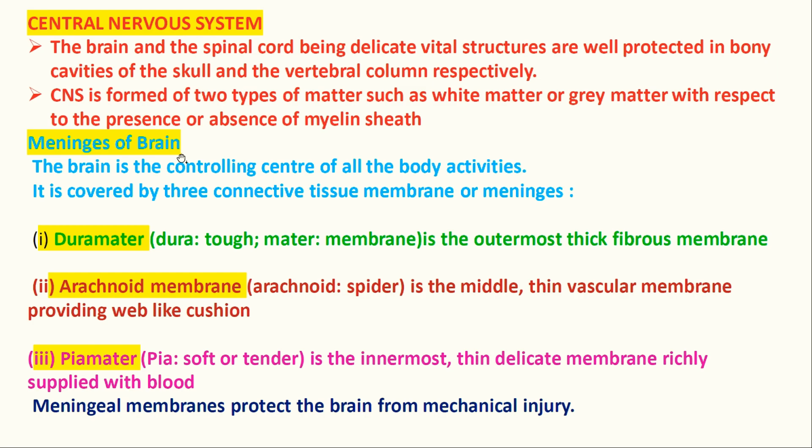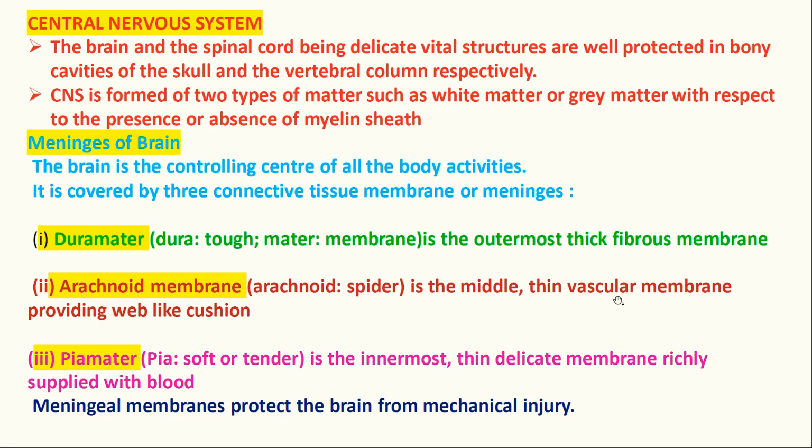Meninges of the brain. So what are meninges? Meninges are the covering membranes. The brain is the controlling center of all the body activities, and it is covered by three connective tissue membranes or meninges. The outermost is called the dura mater. Dura means tough, and it is the outermost thick fibrous membrane. Inside that we have the arachnoid matter, which forms a middle layer.